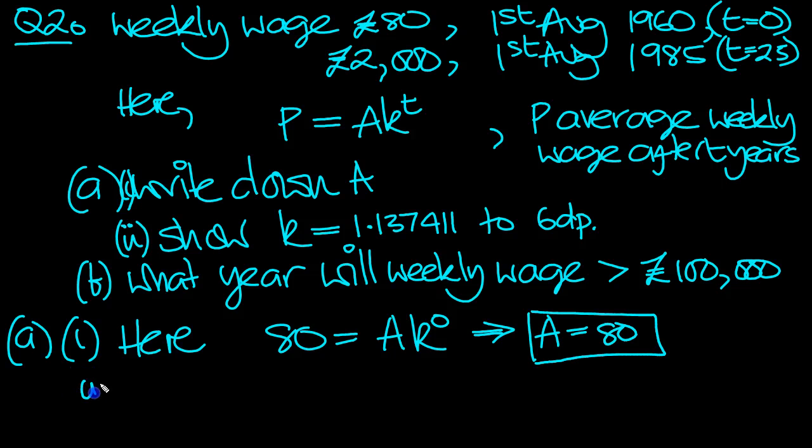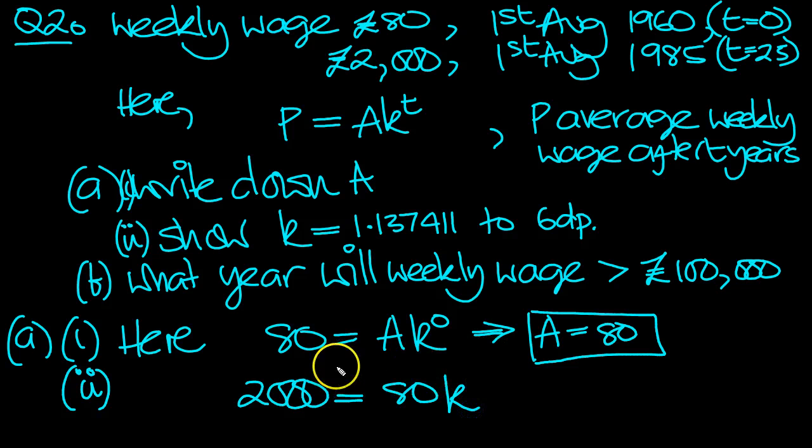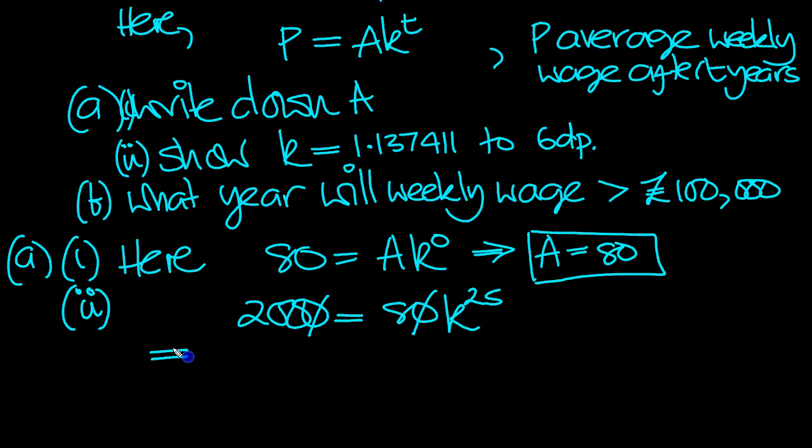Okay, part 2, show that K equals. So let's put the second initial condition in now. 2000 is equal to A, which is 80, times K to the power T, and we're told that T is 1985, 25 years on from 1960. It's £2,000, so T is 25. So let's divide by 10 both sides, and then move the 8 from times to divide. 200 over 8 is 25, so we can write that down straight away as equal to K to the power 25.